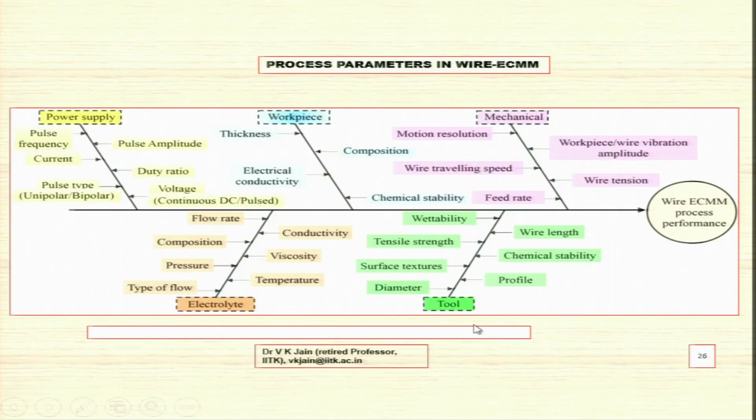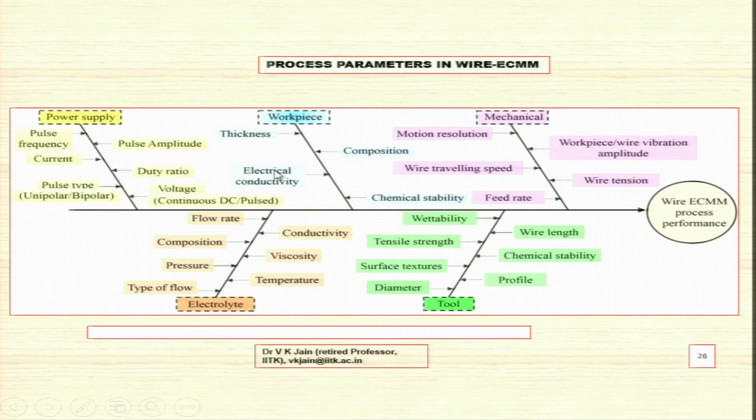Process parameters and characteristics. You can see this diagram of process parameters and process characteristics. The power supply process parameters are pulse frequency, current value, pulse type whether unipolar or bipolar, pulse amplitude, duty ratio, voltage, etc. And when we say pulse, you can have different types of the pulse. I will tell you later on. You can have triangular, sinusoidal and so on, and all of them have an effect on the process.